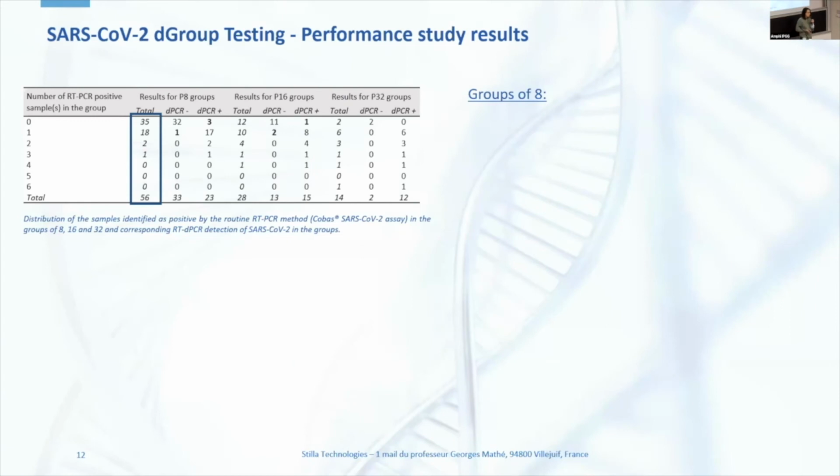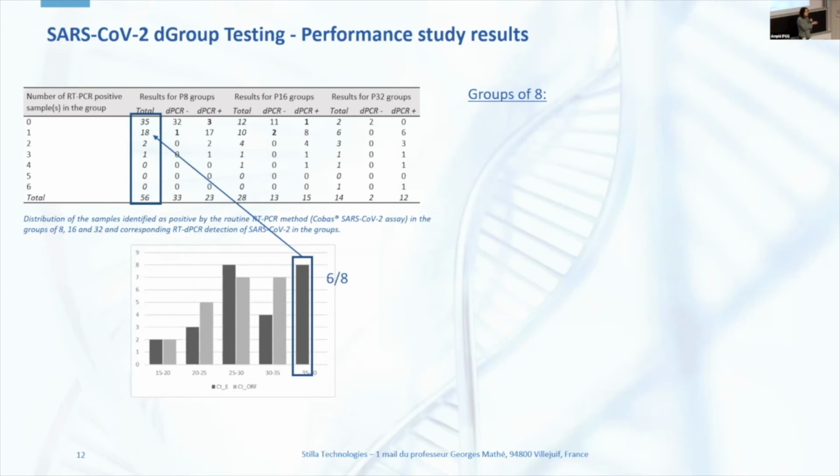So let's first focus on the group of 8, where 35 pools were negative or included no positive sample in qPCR. 18 included only 1 positive sample in qPCR, 2 with 2 and 1 with 3 positive in the group. Interestingly, 6 out of the 8 late CT samples, so probably the lowest viral load, ended up being the only positive sample in the group.